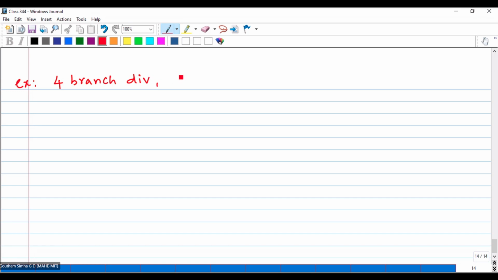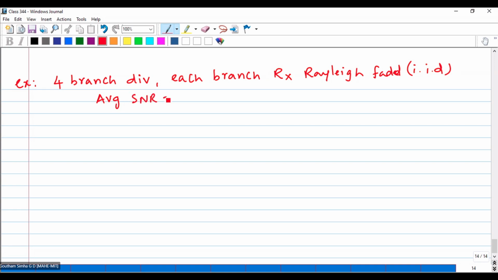Okay, that is the idea. Each branch receives Rayleigh faded IID, independent and identically distributed Gaussian random variable with average SNR as 20 dB.